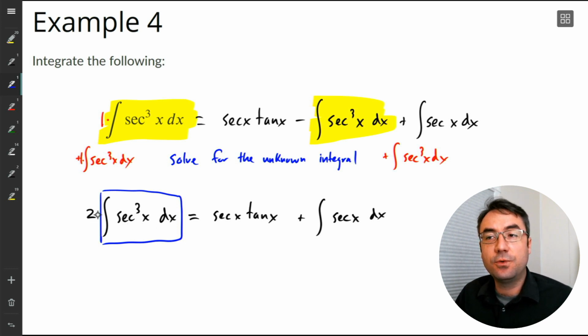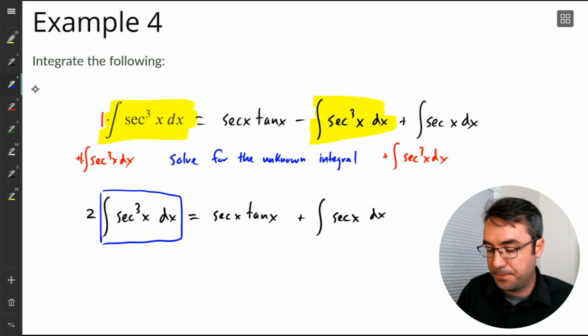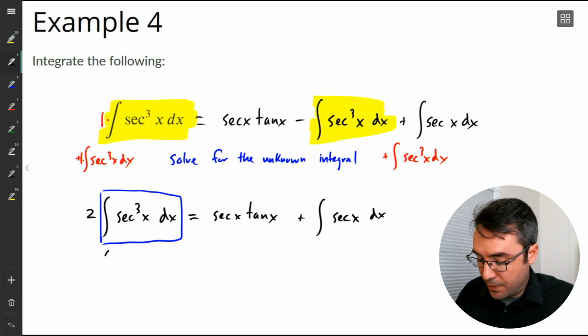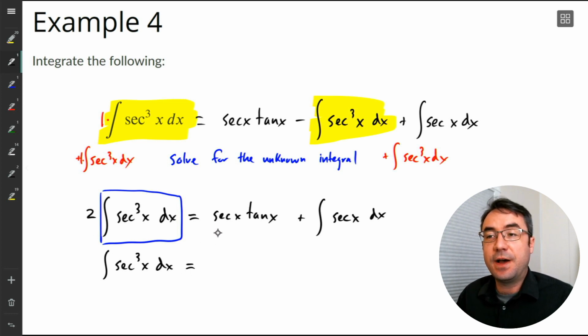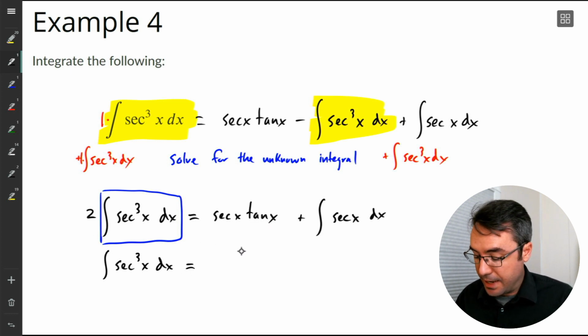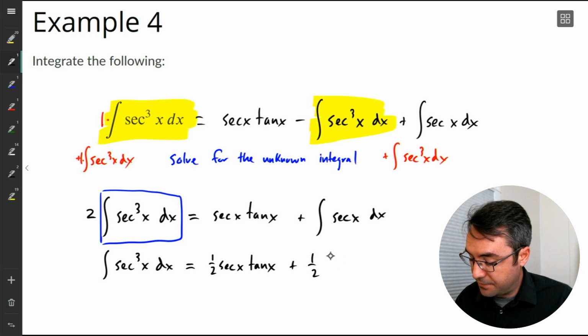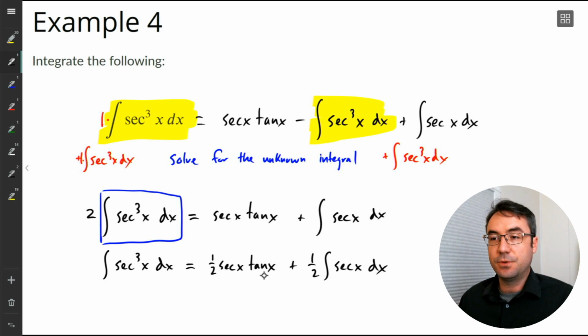So we're solving for this integral of secant cubed. So let's get that 2, let's move it to the other side. And the way algebraically to do that is we divide both sides of this equation by 2. So we're going to end up with the integral of secant cubed x dx, the one we're trying to do. And if we divide everything on the right by 2, we're going to end up with 1/2 secant x times tangent x plus 1/2 times the integral of secant x dx. So we just divided everything by 2.